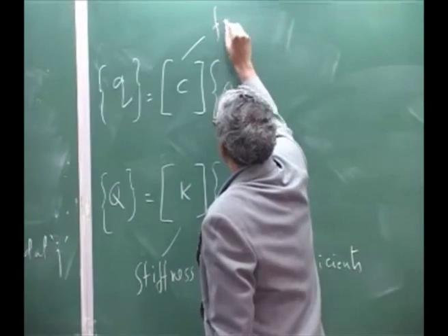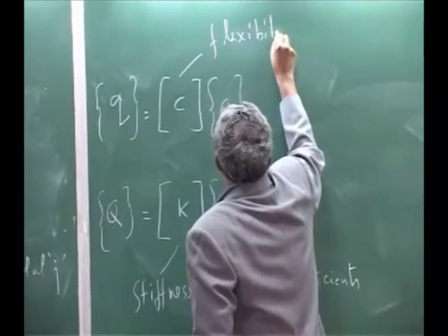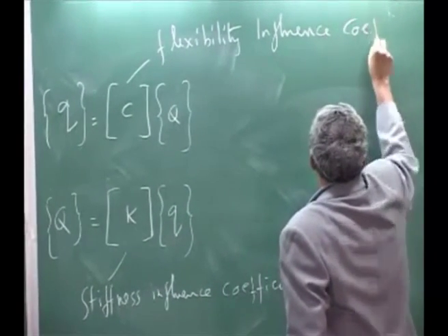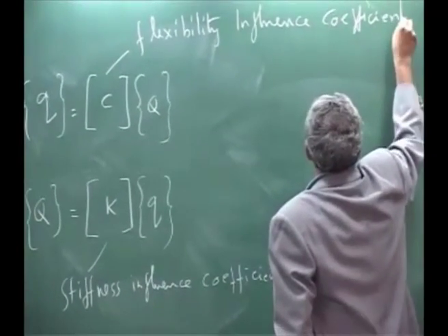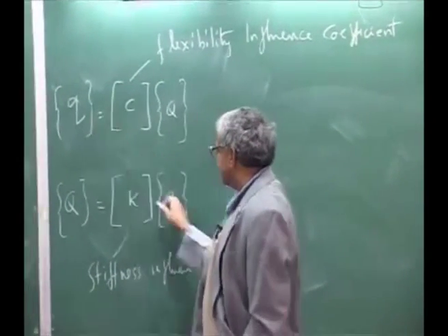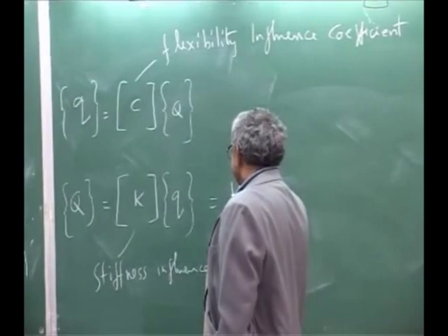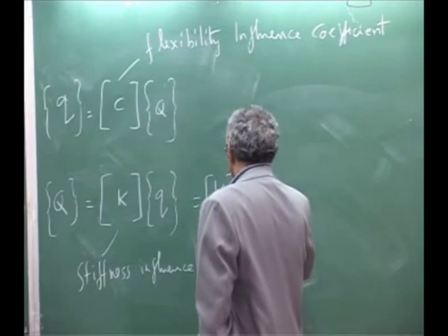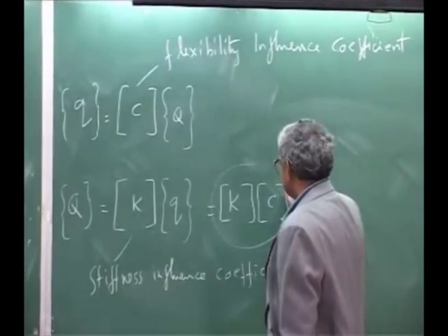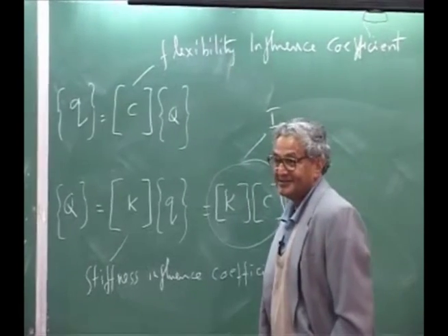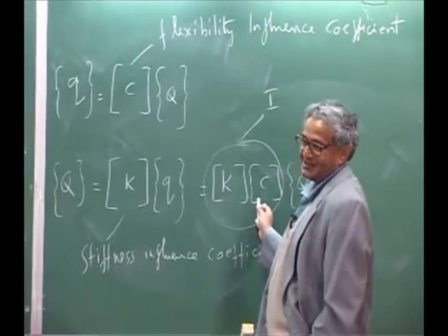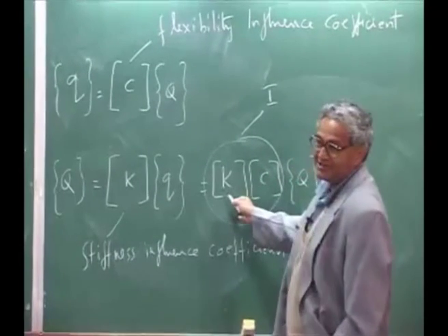This is flexibility influence coefficient. Now what is the relation between this? You can substitute this Q here, then you will get K C Q. That means this must be identity. So stiffness matrix is inverse of flexibility influence coefficient, either or this is inverse of this.